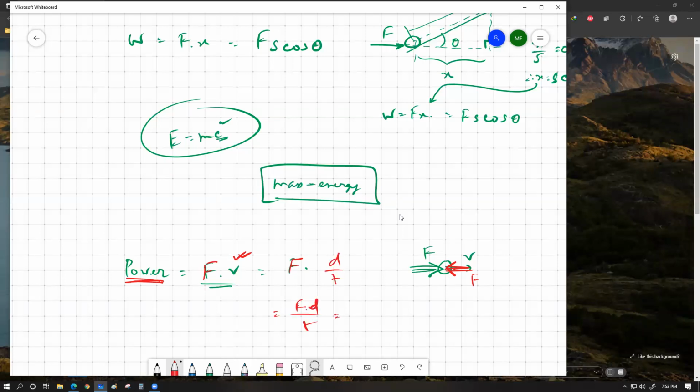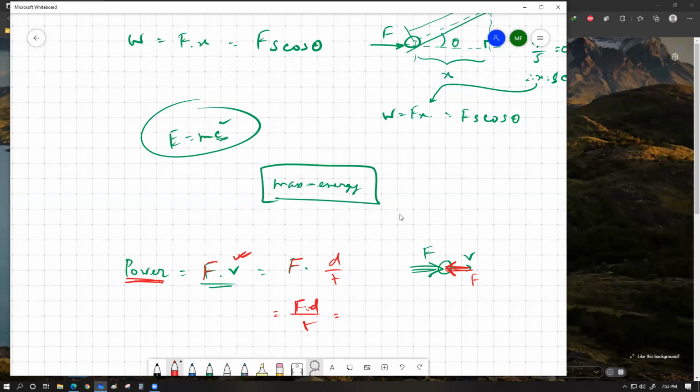F into d basically represents force times distance, which is work done. In this case, I'm assuming that the force and the velocity are both in the same direction, not at some angle. If there is an angle, then this power equation would not be applicable. For example, for an object in circular motion, even though it is continuously experiencing a force, there is no power because the velocity and the force are always perpendicular to each other.